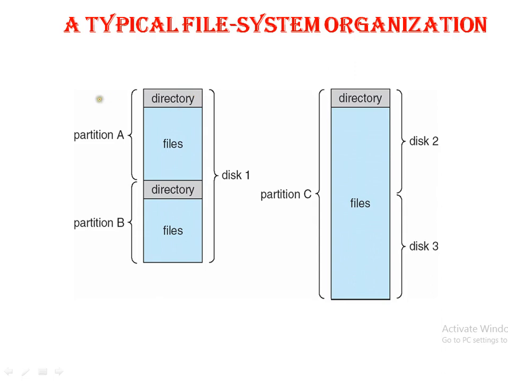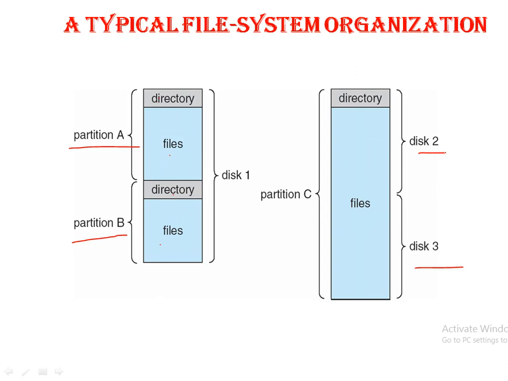Now if you see here, we have directory, file, directory, file. I am going to divide this into two things. This whole thing is called a disk, and here you see partition A and partition B. Inside partition A, you have a directory and respective files. Inside partition B, you have directories and respective files. Next, we have one more directory, wherein it is partition C, on disk 2 and disk 3.